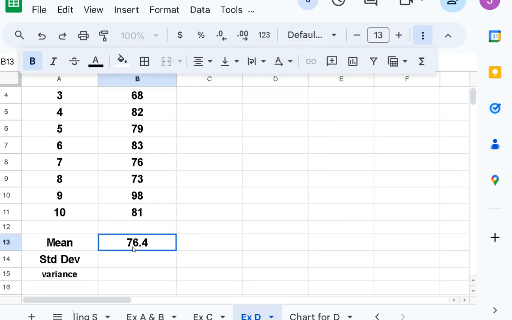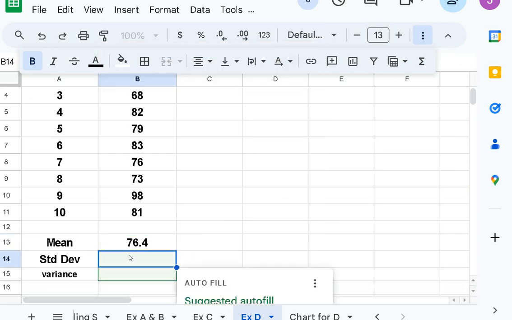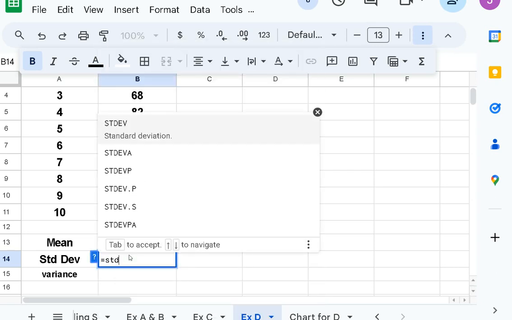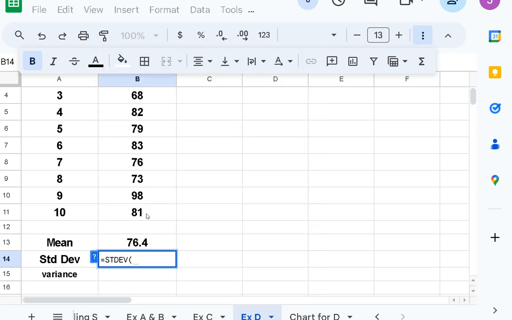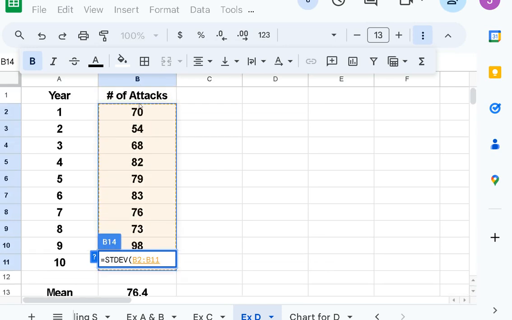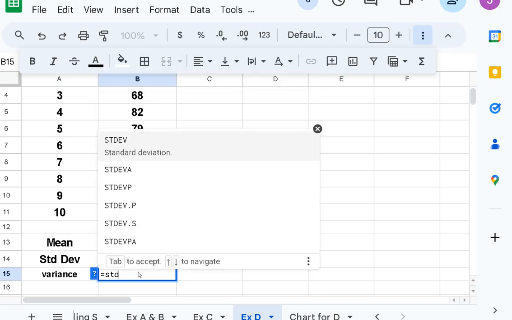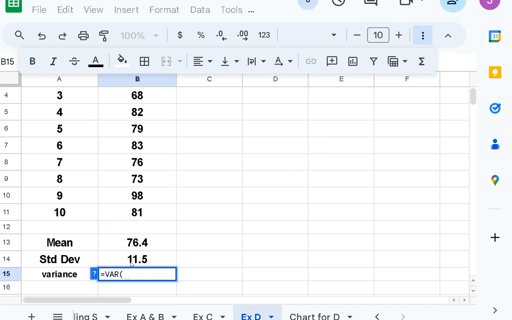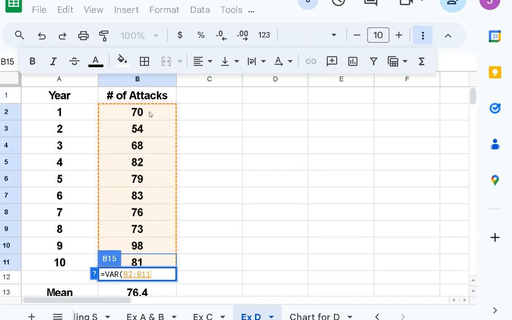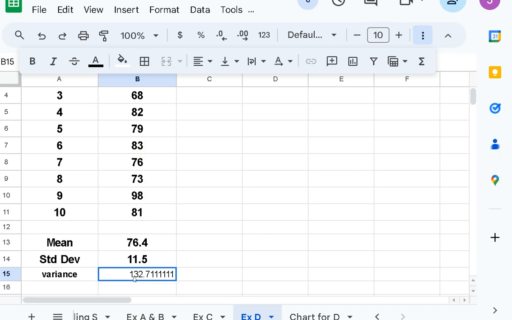Average. And standard deviation. You guys getting the same numbers? 76.4. Variance, 11.5 squared should be 131-ish, 132-ish. So let's see, equals, and I'll just do it this way, var, click and drag, get all these. 132.7. Okay.